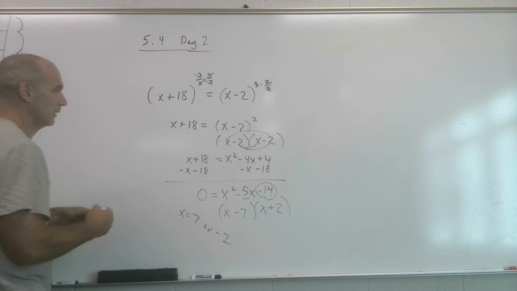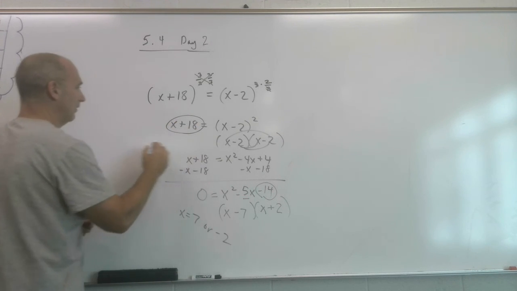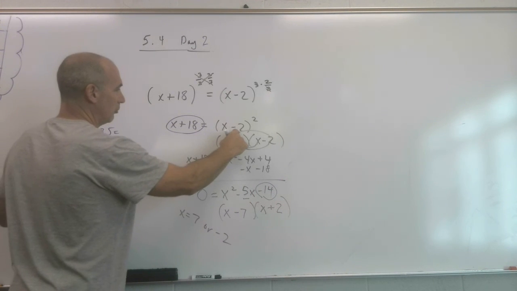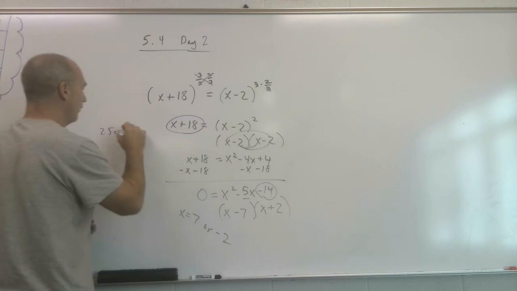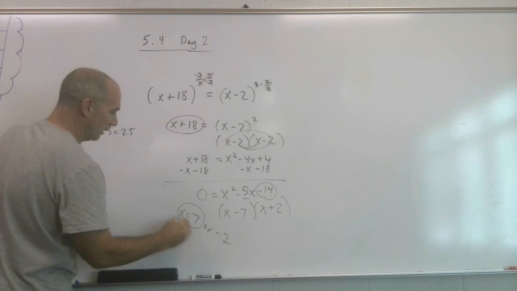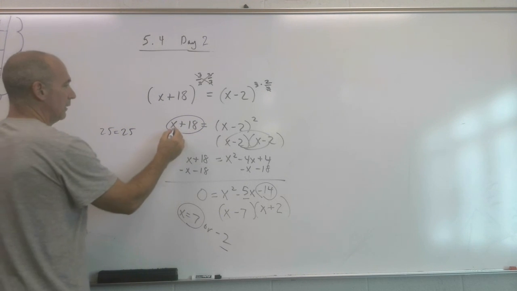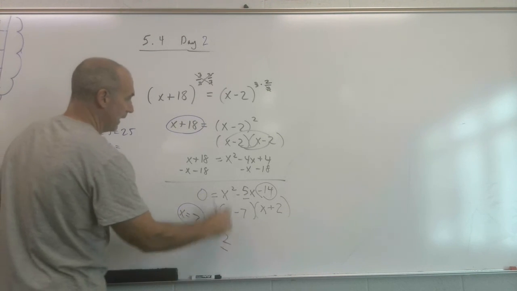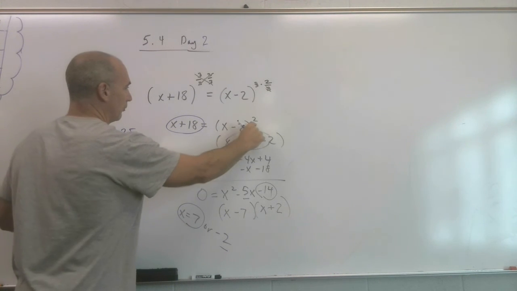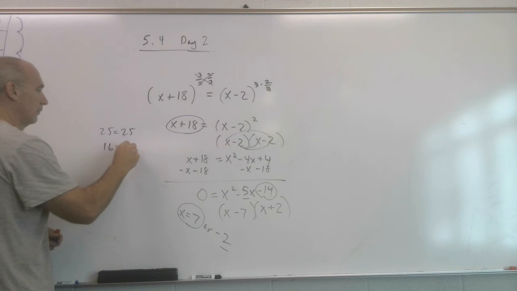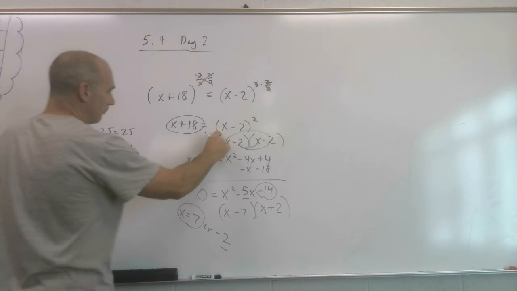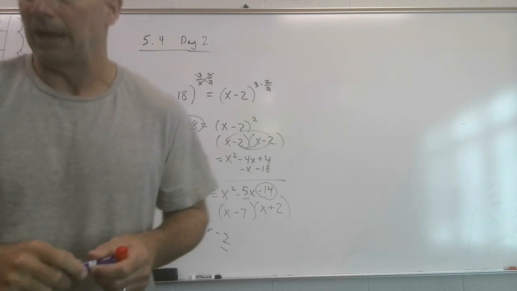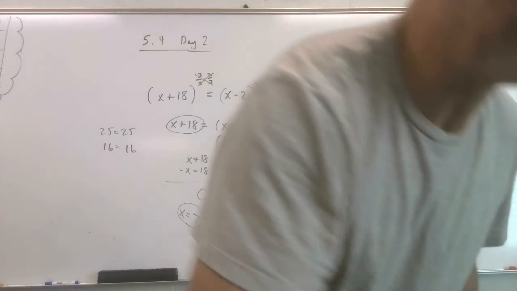Check it out. 7 plus 18 is 25. 7 minus 2 is 5. Squared is 25. Ding, ding, ding, ding. Put the -2 in. -2 plus 18 is 16. -2 minus 2 is -4, squared is 16. Okay, that is your final problem from your pre-lesson.